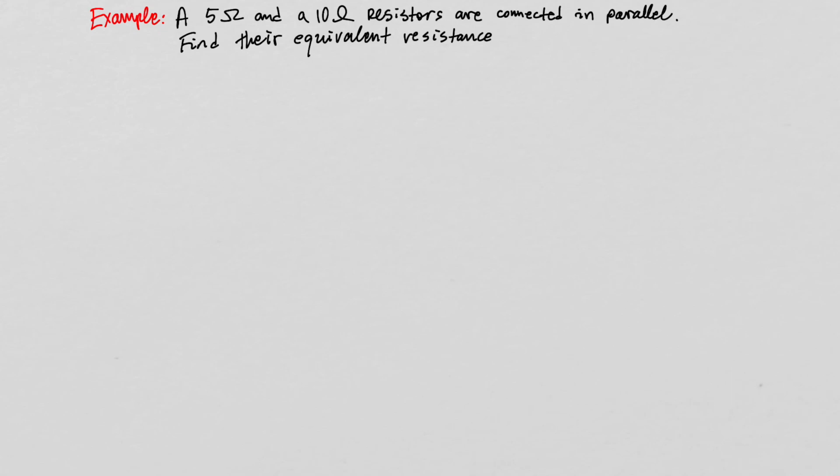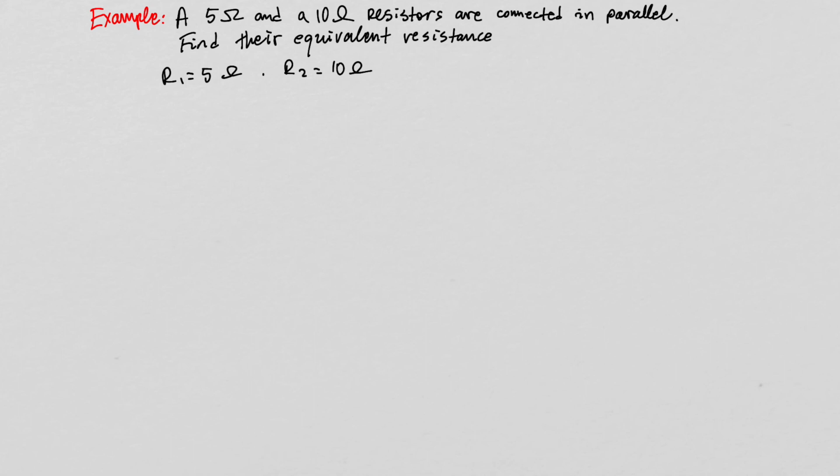Let's do the following example. A 5 ohm and a 10 ohm resistors are connected in parallel. Find their equivalent resistance. So the value of the first resistor is 5 ohms. The value of the resistance of the second resistor is 10 ohms.